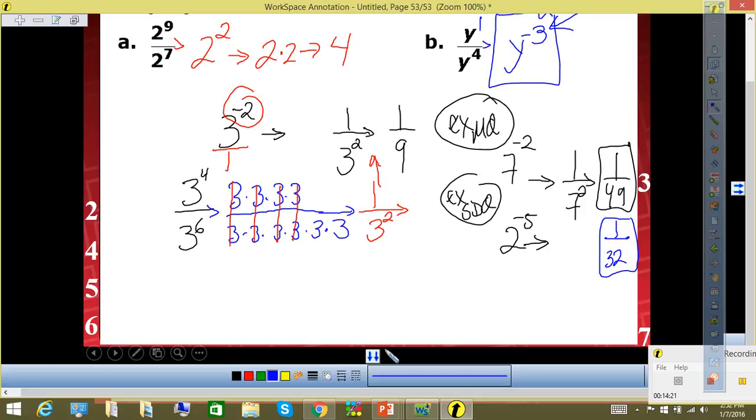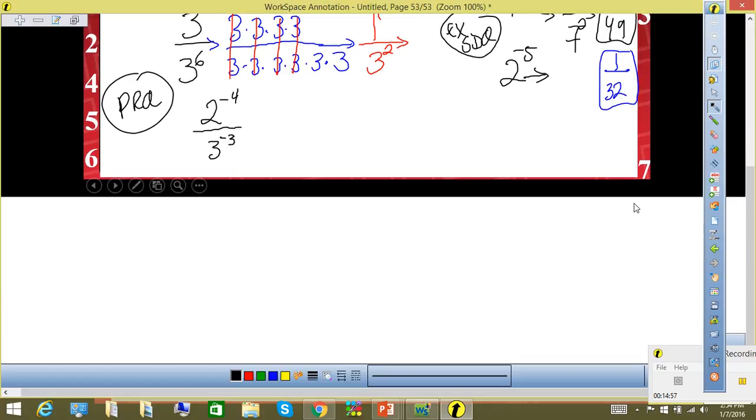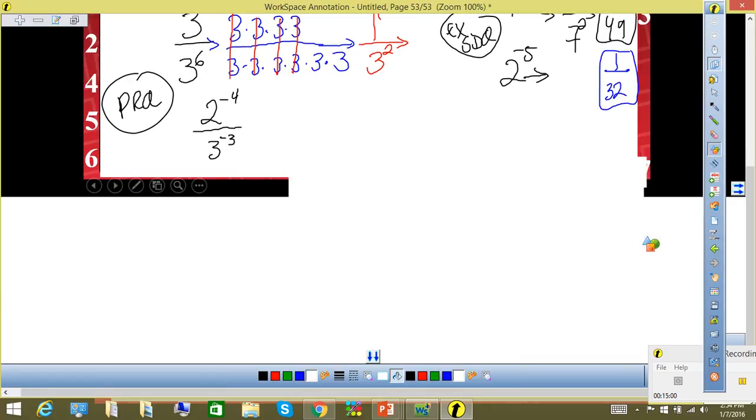Yeah. Here goes a challenge one. Ready? Power Ranger Cube. Here we go. 2 to the negative 4 over 3 to the negative third. Go and think about it. It's a little curveball, but see if you catch the little curveball. Go. Copy that and simplify. Okay. Let's see. And make some room here.